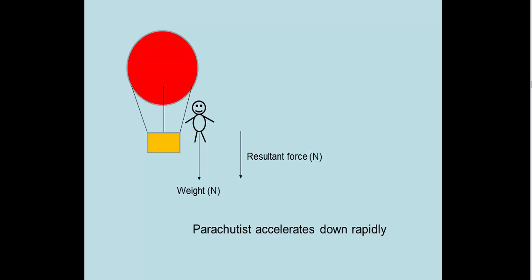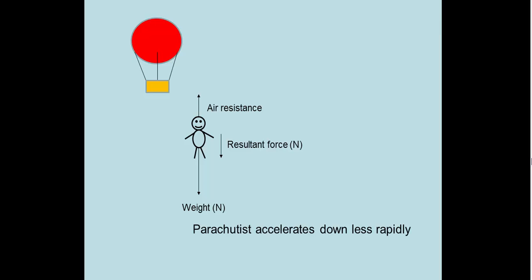The instant they jump out of the basket, they are not moving, so there's no air resistance, just the weight acting down. Therefore the resultant force is equal to the weight acting down. They accelerate down rapidly.